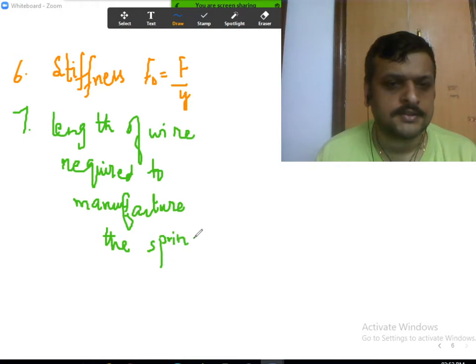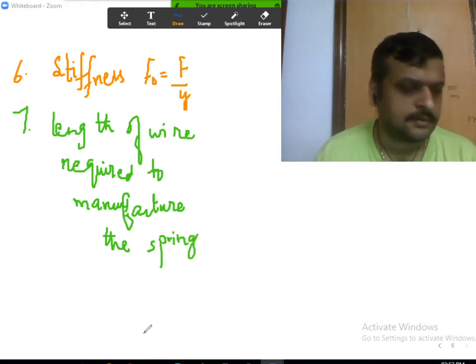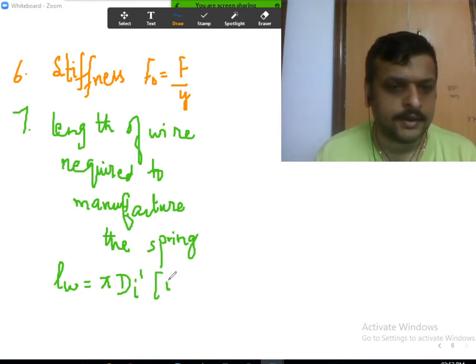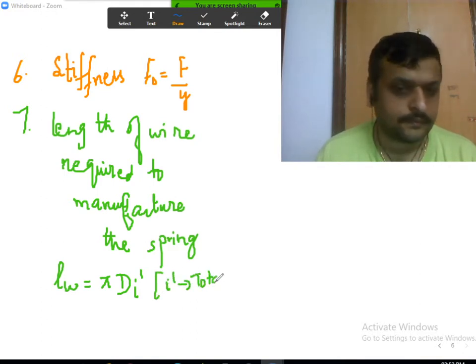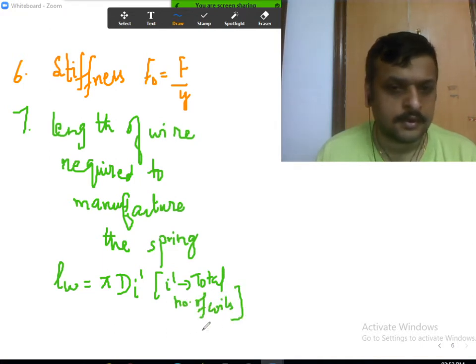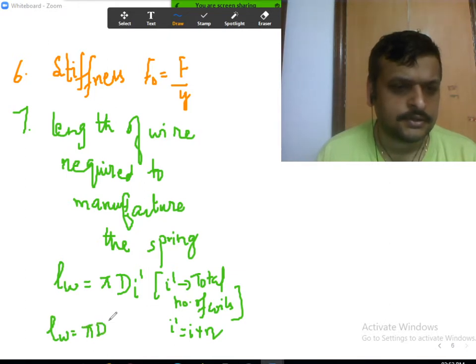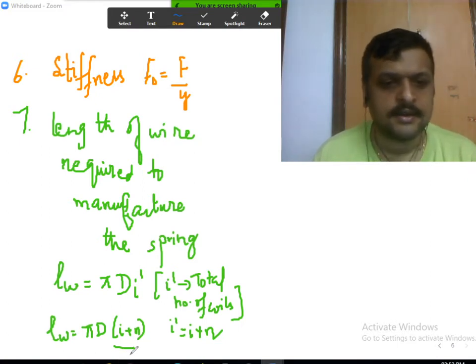Now students, we will consider one problem before that. So this is L_w equals pi d I dash, where I dash is the total number of coils. I dash equals I plus N. So when we substitute, we get L_w equals pi d into (I plus N). Okay, that is the procedure.